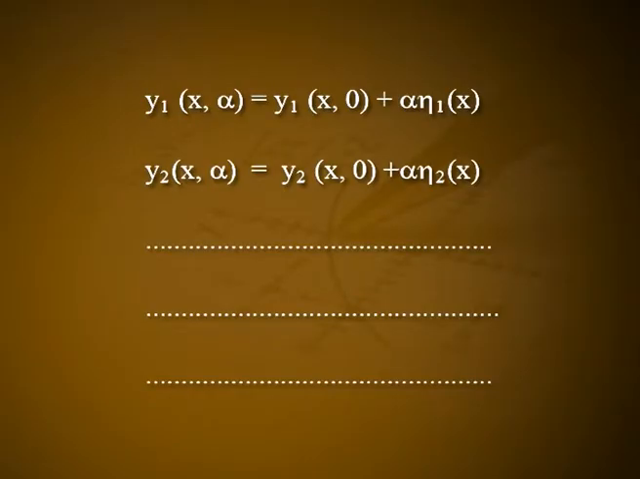We can find the value of the variation delta J by assuming J as a function of a parameter alpha. y1 of x comma alpha is equal to y1 of x comma 0 plus alpha into eta 1 of x. y2 of x comma alpha is equal to y2 of x comma 0 plus alpha into eta 2 of x, etc. Here eta 1, eta 2, etc. are independent functions of x whose values are 0 at the endpoints. y1 of x comma 0, y2 of x comma 0, etc. are the solutions to be obtained.